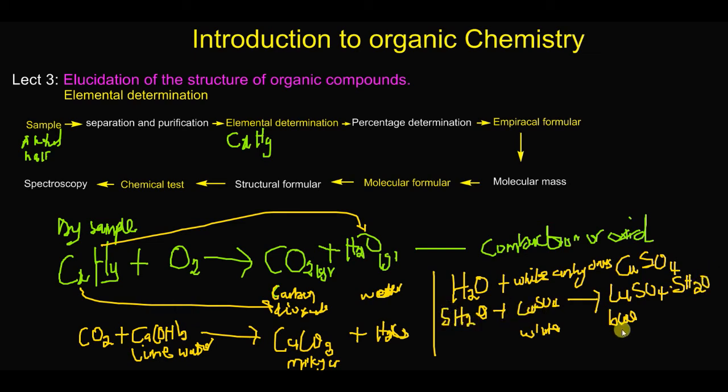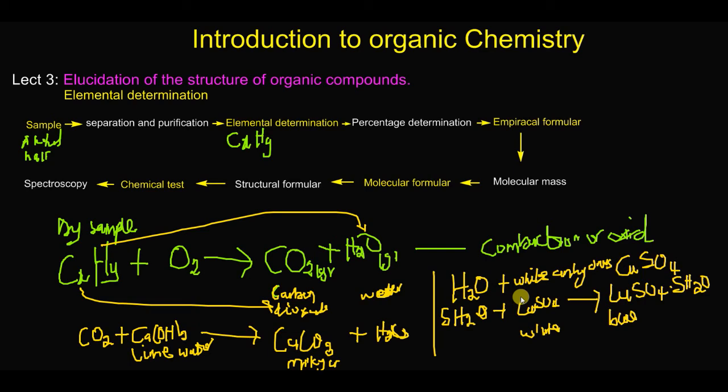So this is what we call the chemical test for water. By testing for water, you are indirectly testing for hydrogen, because hydrogen in the organic sample is converted to water. So you are testing for the presence of hydrogen inside the organic sample. This is the test that we run to identify the carbon or hydrogen within the sample that we take.